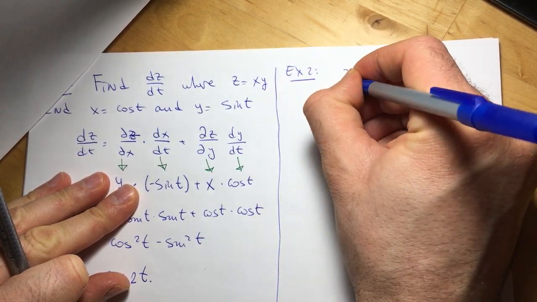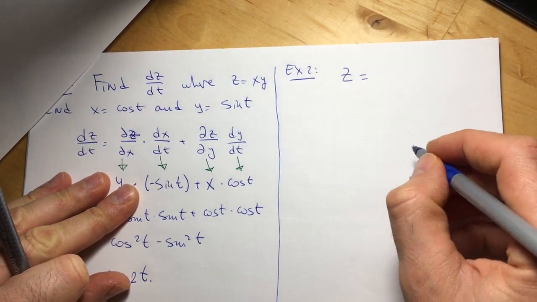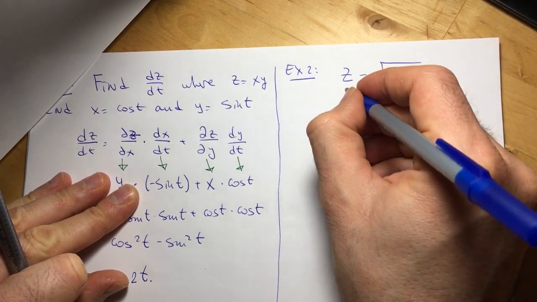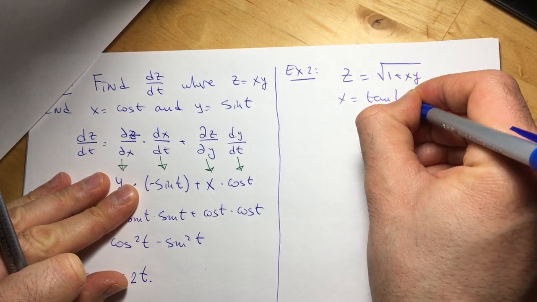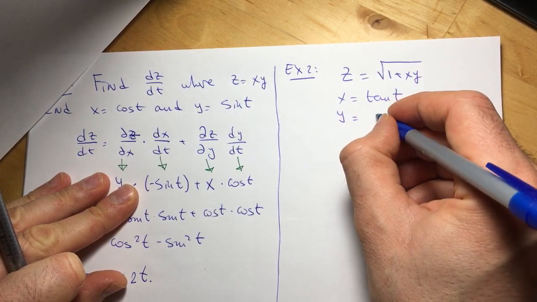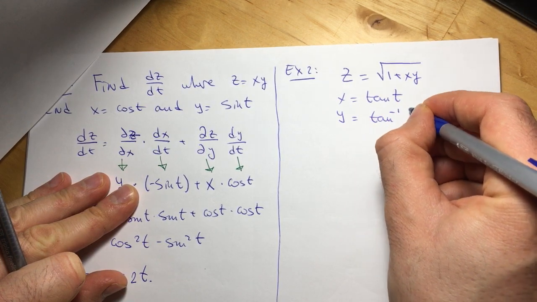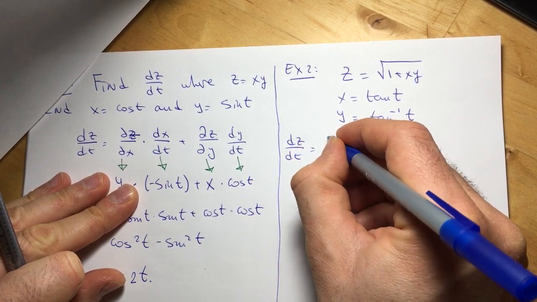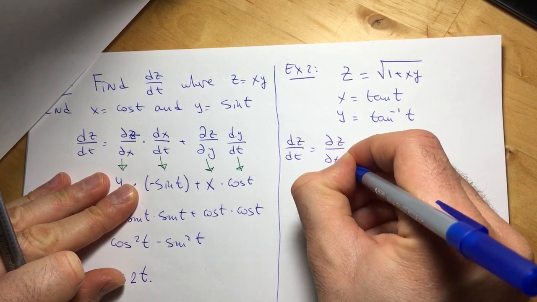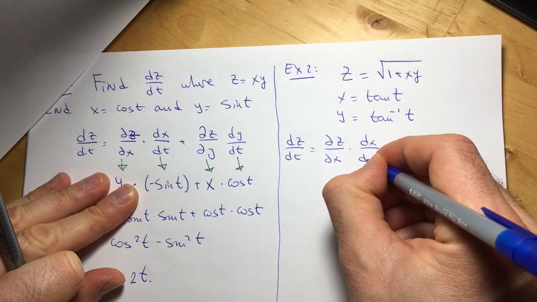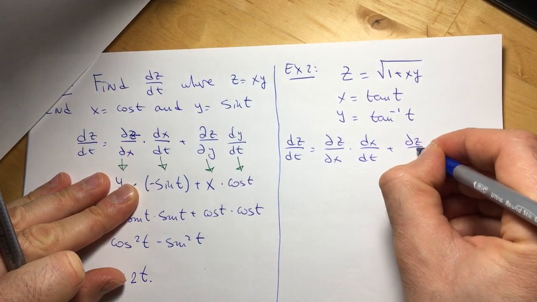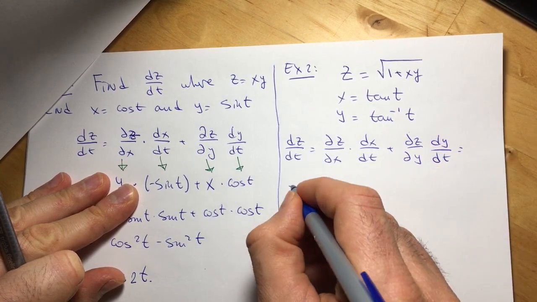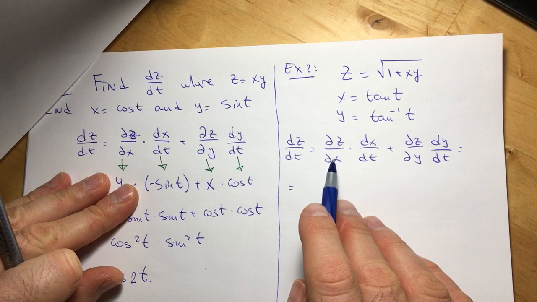Example 2. Z is equal to square root of 1 plus xy. Okay, x is equal to tangent of t, and y is equal to arctangent of t. Okay, so dz dt is equal to partial z partial x times dx dt plus partial z partial y dy dt. Okay, partial z partial x.